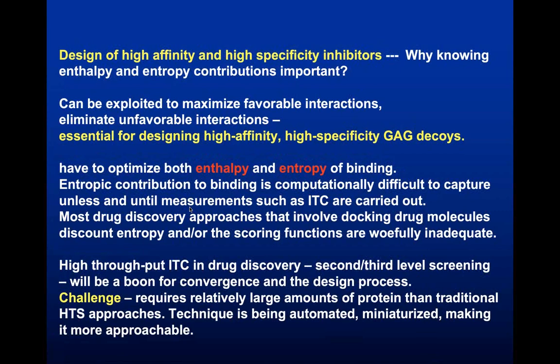Because a lot of high throughput screening methods, even computational docking, pay attention only to the enthalpic factors, the so-called binding interactions, because it's very hard to model entropy issues. So you can have very high affinity binding. Remember that delta G is delta H minus T delta S. So both of them contribute to binding. So the binding is a function of both enthalpy and entropy.